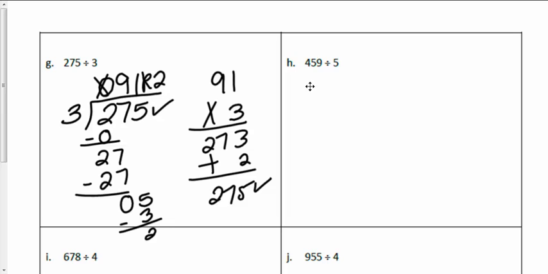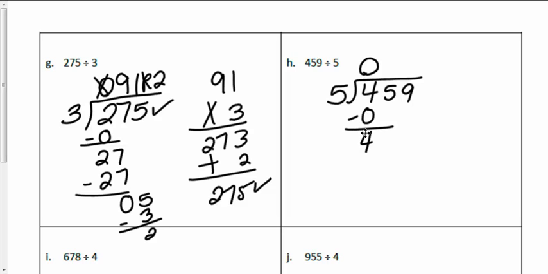So let's try this one. So I've got 5, and I'm going to divide 459. So again, I've got 400s, and if I have 4 and I'm trying to put it into 5 groups, I don't have enough. So this would be 0. So 0 times 5 is 0. I bring that down. I have 4 hundreds left over. I'm going to add that to my 5 tens.